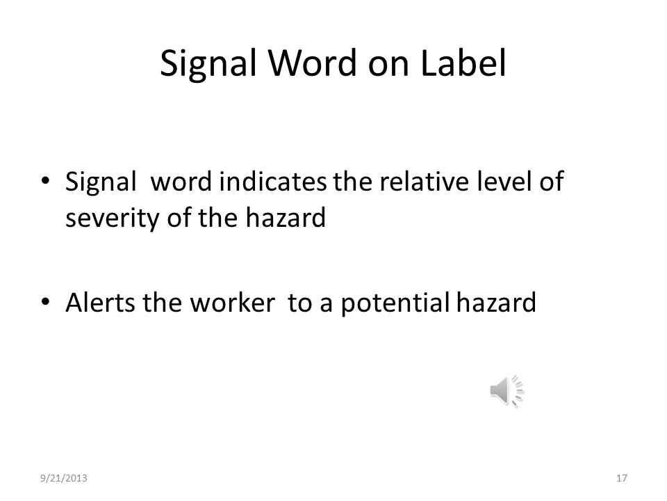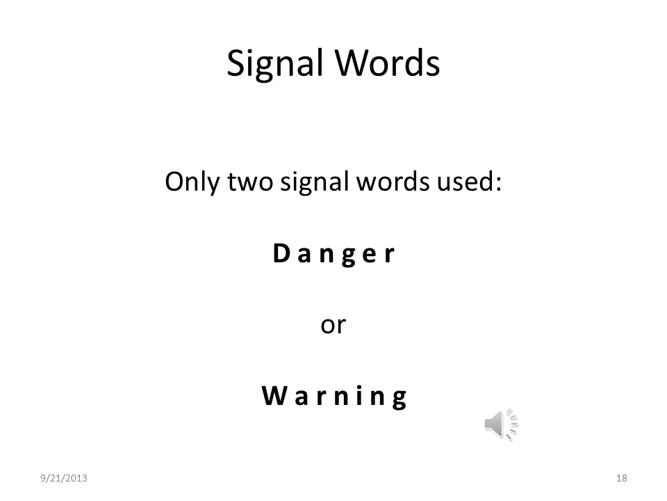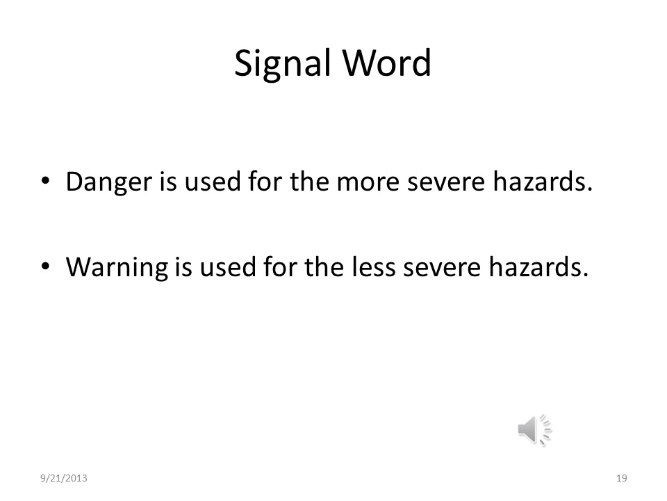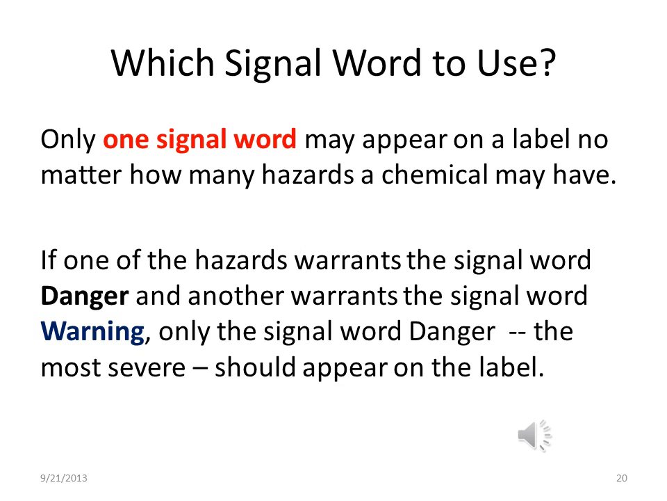A signal word indicates the relative level of severity of the hazard, and it alerts the worker to a potential danger. The HCS allows only 2 signal words to be used total, and only one may be used at a time. One is danger, and the other word is warning. Danger is used for the more severe hazards, and warning is used for the less severe hazards. Only one signal word may appear on a label, no matter how many hazards a chemical may have.